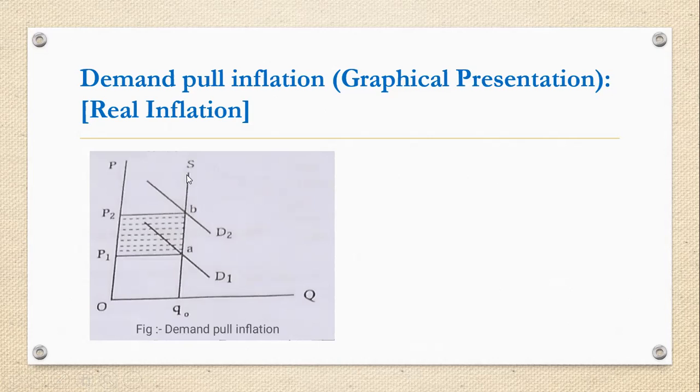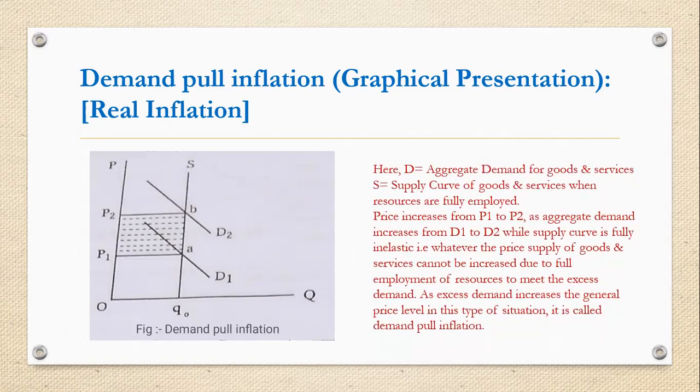That means when resources are fully employed, there is no more chance to increase supply of goods and services. In that case, if demand for a product increases, it increases the price of the product, which is called real inflation. So this is explained here.